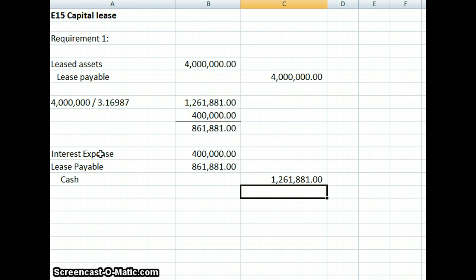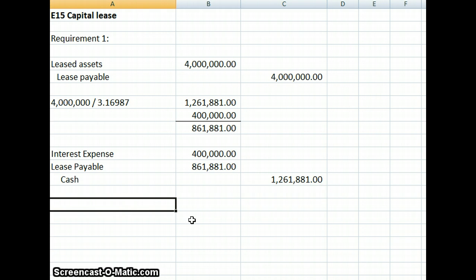If we were doing all entries that are affecting the income statement, we would do our depreciation expense. We'd just calculate that straightforwardly, whatever method we had chosen, our normal depreciation, just as if we had bought the equipment outright.